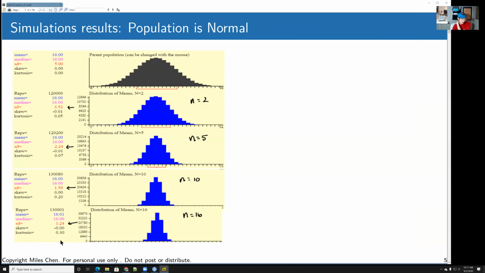So here's a plot that shows what happens to our sampling distribution. Here's a sampling distribution when I took only samples of size 2. Here's when I took samples of size 5, size 10, size 16. And for each of these, what we see is that the mean remains around 16, and the standard deviation continues to shrink from 5 to 3.5 to 2.24 to 1.59 to 1.24.